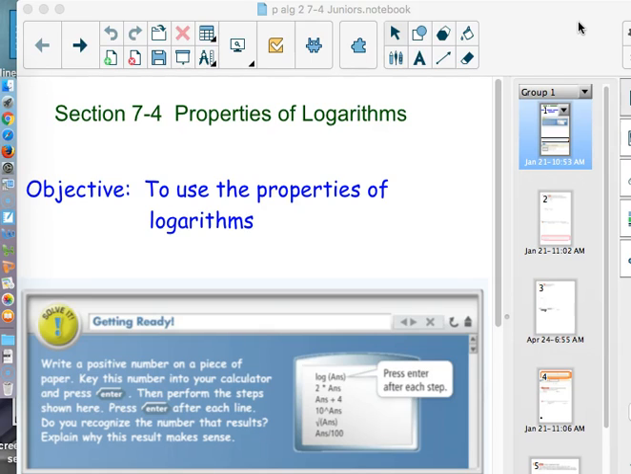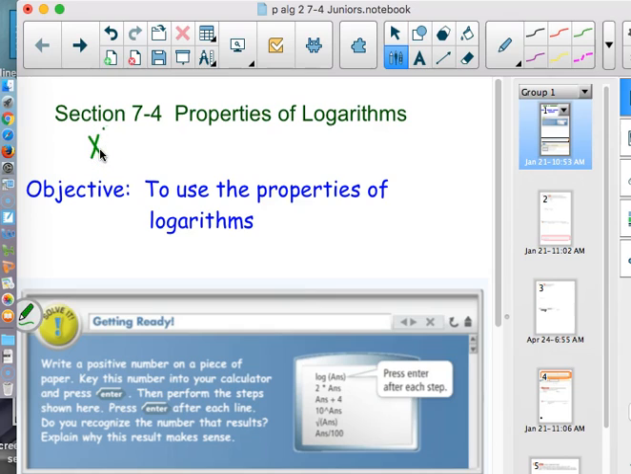Let me give you, for instance, if I ask you to do x to the third times x to the fourth, do you remember what we do to get that answer? Yeah, we don't really multiply, right? We add. So if you want to multiply exponents, you actually have to add. So it works the same with logarithms. If you see multiplication of logarithms, you have to add instead.